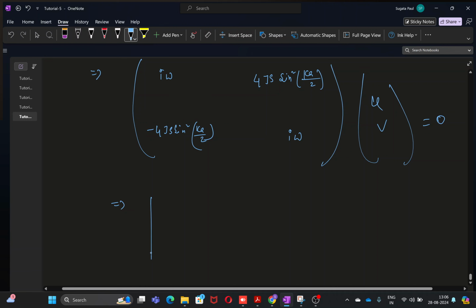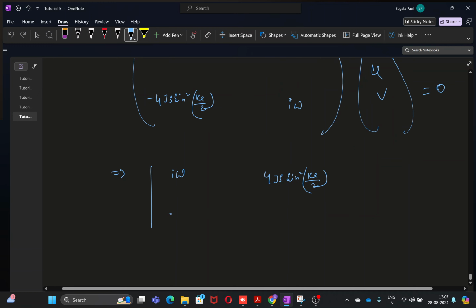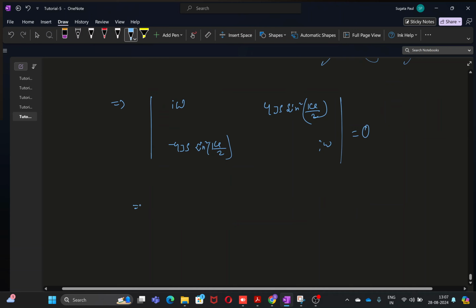So to solve this, you know the determinant of the matrix has to be 0. That means I omega, 4Js sine squared k/2, minus 4Js sine squared k/2, I omega, determinant of the whole thing is 0. Then just solve the determinant.